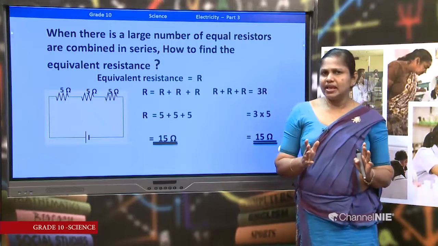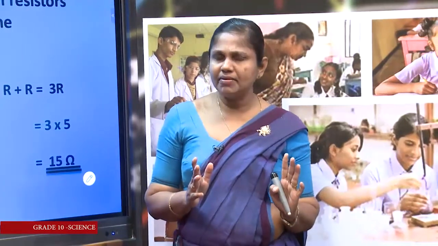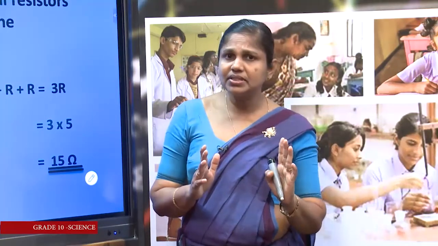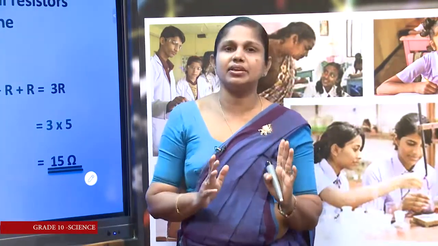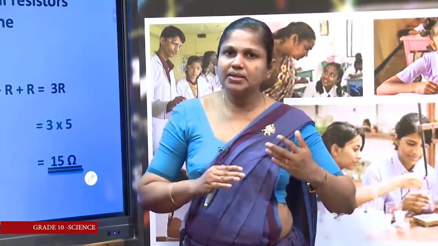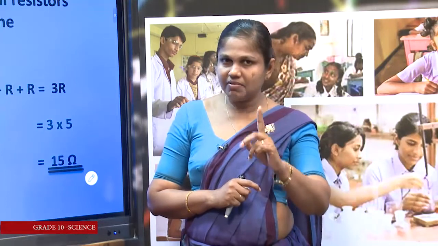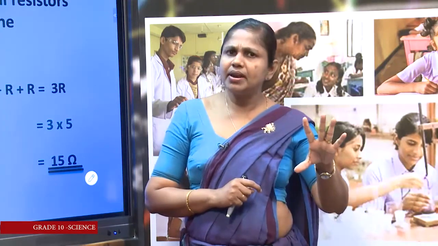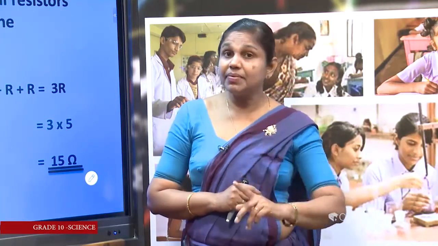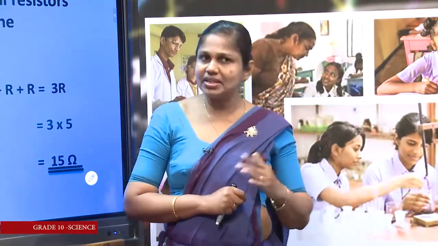Let me explain this clearly, children. Suppose in a circuit we have 100 equal resistors of 5 ohm each, right? Then can we add them all up, 5 plus 5 plus 5? No, we can't. Then what do we have to do? You have to take the value of one resistor. The value of one resistor is 5. How many resistors? 100. Then you have to multiply 5 by 100. That's how you get the equivalent resistance easily.